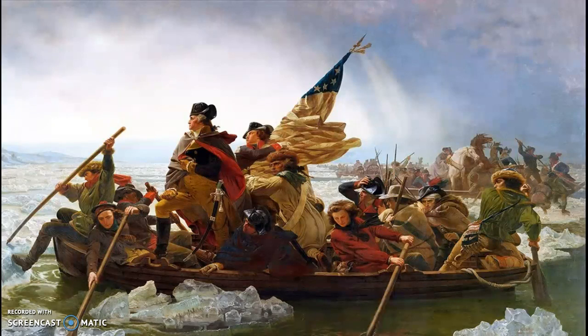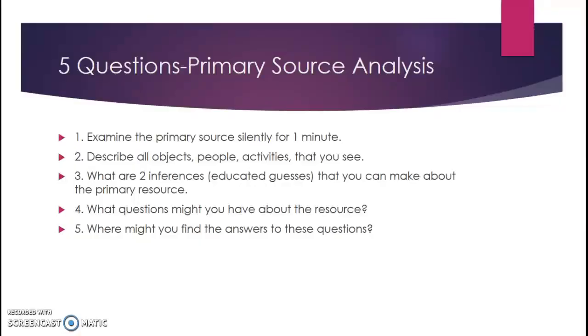Okay, so I'm going to show you the questions that I just did. So again, we examined the primary resource silently for 1 minute. Then we described all the objects, the people, the activities that you see. Then you make 2 inferences, 2 educated guesses about the primary resource. We made much more than 2, but I always ask my students to make 2. What questions might they have about the resource? So what are some possible questions based upon those inferences? And then 5, where might you find the answers to these questions?